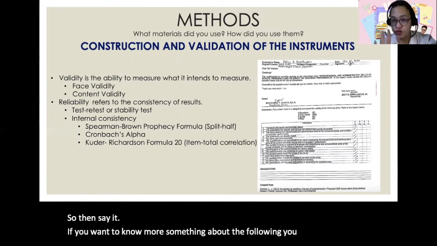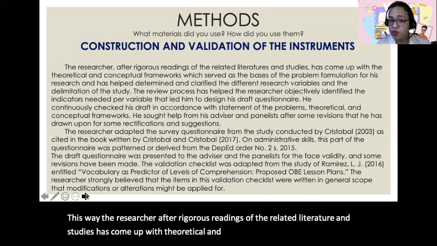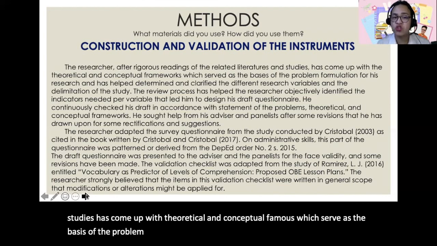Or this way: the researcher, after rigorous readings of the related literature and studies, has come up with theoretical and conceptual frameworks which serve as the basis of the problem formulation for his research, and has helped determine and clarify the different research variables and the delimitation of the study. The review process has helped the researcher objectively identify the indicators needed per variable that led him to design his draft questionnaire. He continuously checked his draft in accordance with the statement of the problems, theoretical and conceptual frameworks. He sought help from his advisor and panelists after some revisions that he has drawn upon for some rectifications and suggestions.